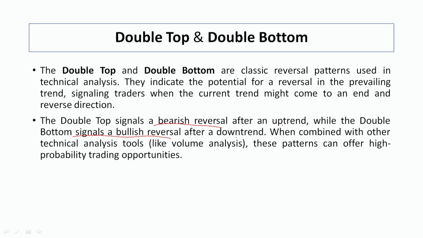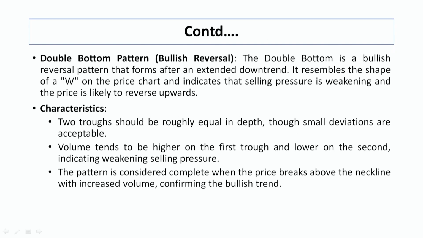So, there is a trend reversal and that trend reversal is bearish in nature. If there is a double bottom, it signals a bullish reversal because prices are already in bearish condition and now there will be a change and the prices will move up. So, on the basis of double tops and double bottoms, we can generate signals like whether there is a bearish reversal or a bullish reversal in the market.